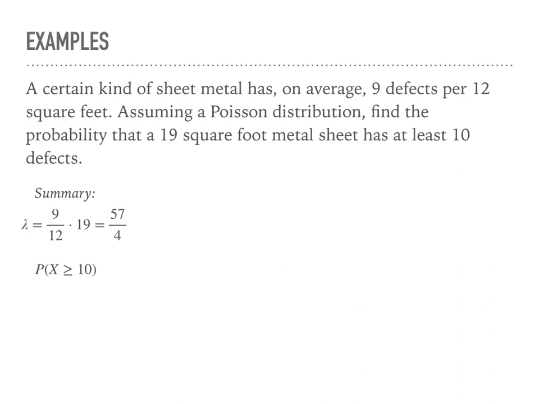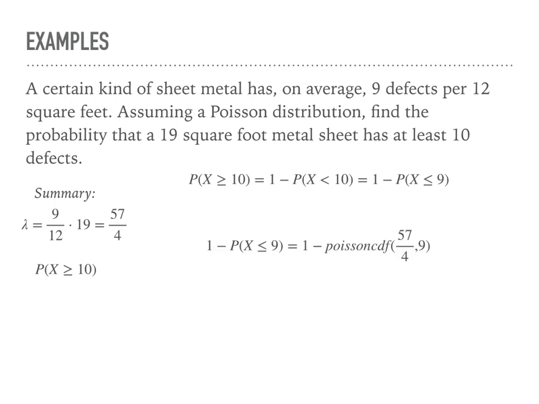Now we are looking for at least 10 defects. We're looking for the probability that x is greater than or equal to 10. Again, we're going to have to use our complement rule to rewrite this so that we can use our calculator. And then we'll be using the Poisson distribution. So 1 minus the probability that x is less than or equal to 9 is equal to 1 minus Poisson CDF. Lambda is 57 over 4, comma, x is 9. This tells us that the probability that this 19 square foot metal sheet has at least 10 defects is 0.902.